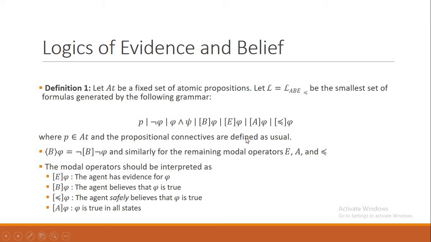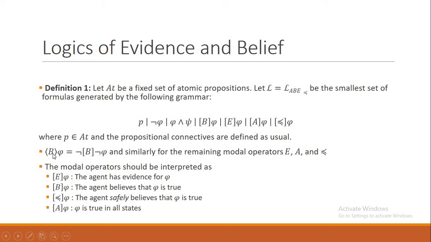First we define the language we will be talking about. Now let AT be a fixed set of atomic propositions. Then let L, our language, be the smallest set of formulas generated by the following grammar: P is just an atomic proposition, or not phi, or phi and psi, or B phi, E phi, A phi, and this symbol, let's call it the plausibility ordering symbol, phi.